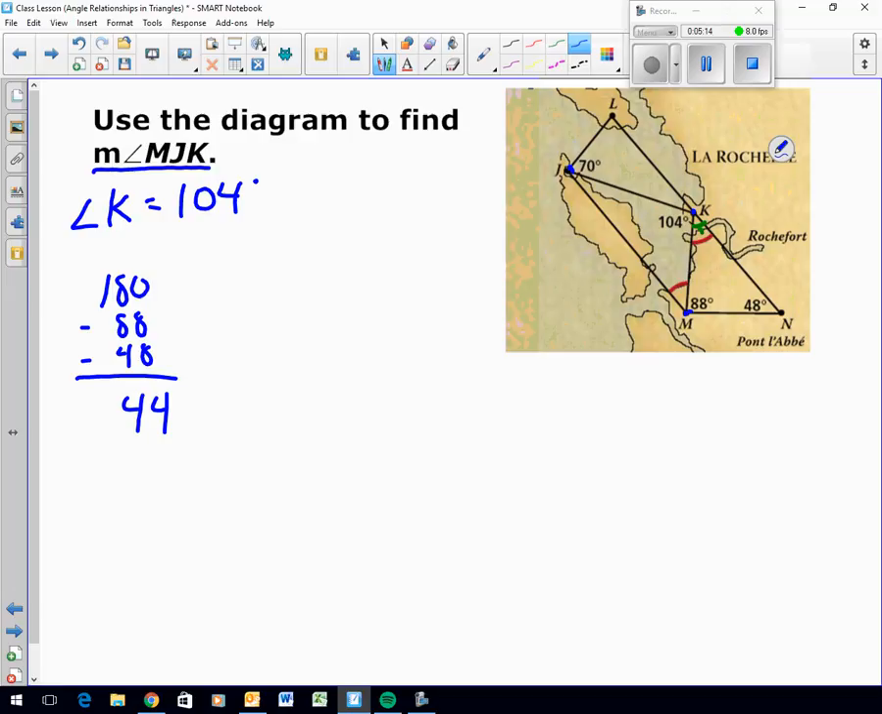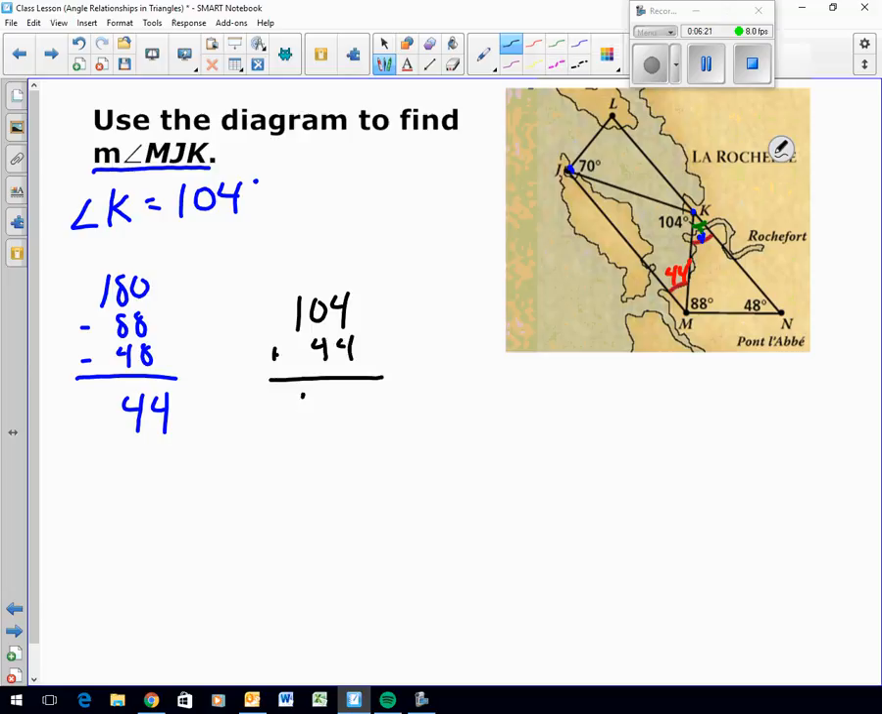Now, what do you notice about angle K and angle M in the middle triangle? What do the rings tell me about angles? The rings tell me that they are congruent. So if angle K is 44 degrees, what's angle M? 44. So now I've got enough information to tell me the measure of angle MJK.